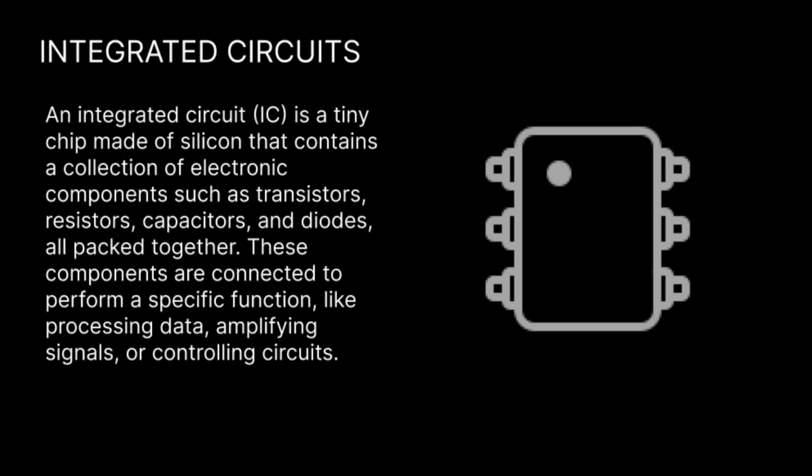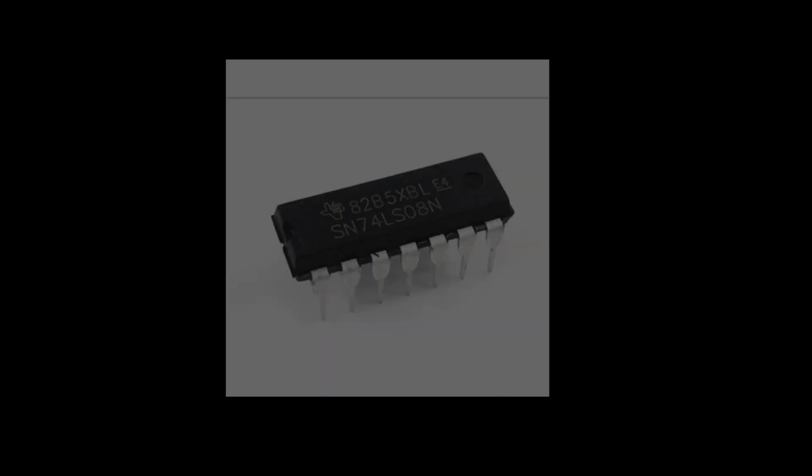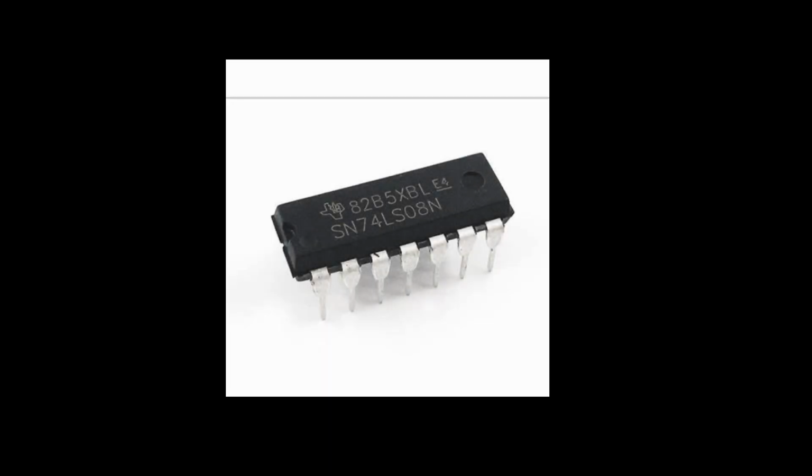An integrated circuit is a tiny chip made of silicon that contains a collection of electronic components such as transistors, resistors, capacitors, and diodes, all packed together. And this is very useful. For example, we'll see some integrated circuits that contain many of these logic gates together, which will make our work so much easier.